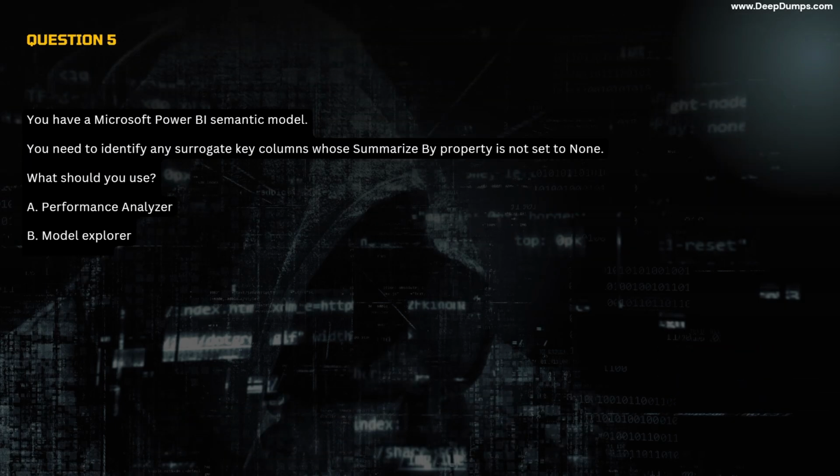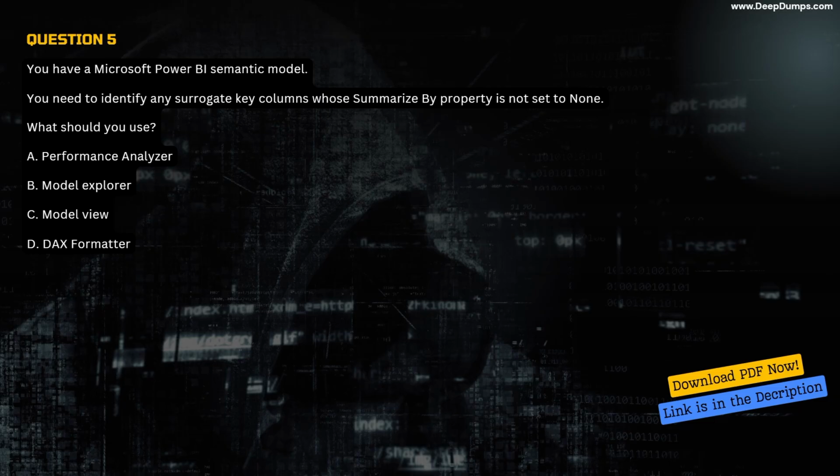Question 5. You have a Microsoft Power BI semantic model. You need to identify any surrogate key columns whose Summarize by property is not set to None. What should you use? A. Performance Analyzer. B. Model Explorer. C. Model view. D. DAX Formatter. Correct answer C. Model view.